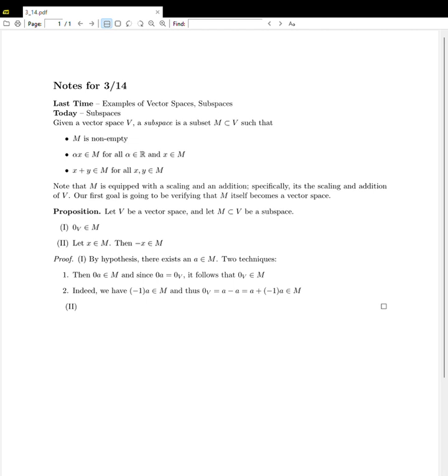So, note that I kind of used it. Scaling by -1 gets you the negative, so obviously you're in there. There you go. Okay, so note for point 2, that's sort of implicit in one of the techniques here for point 1. There you go. Neat.